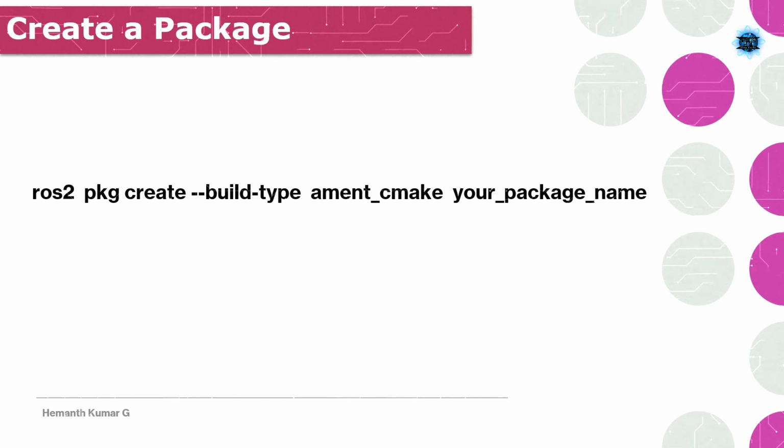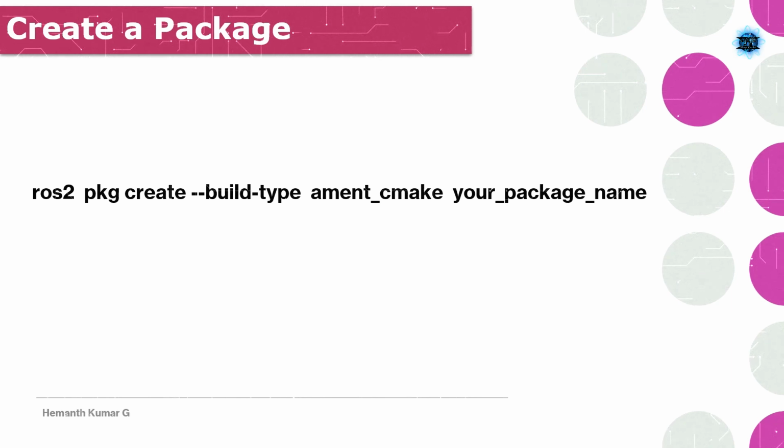The command is ros2 pkg create. What is the command I am showing here? That is a command used for creating a package in ROS2. The command ros2 pkg create --build-type ament_cmake your_package_name is used to create a new ROS2 package with a specific build type and the given package name.